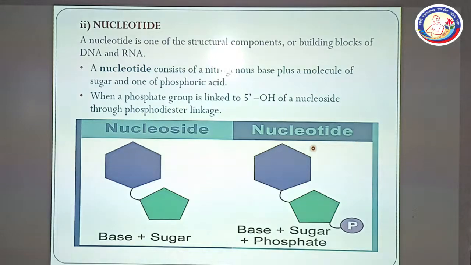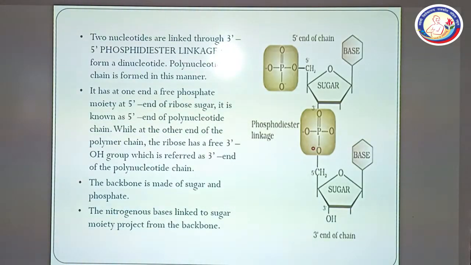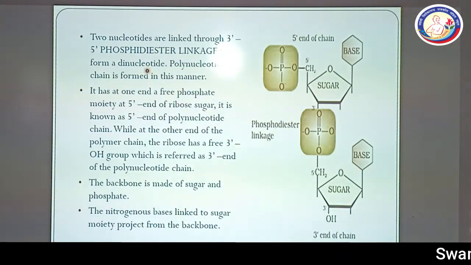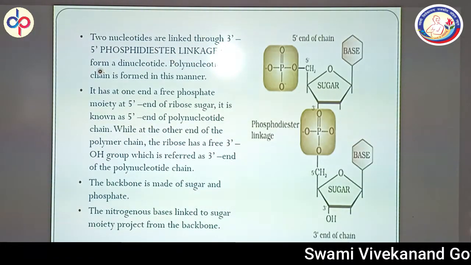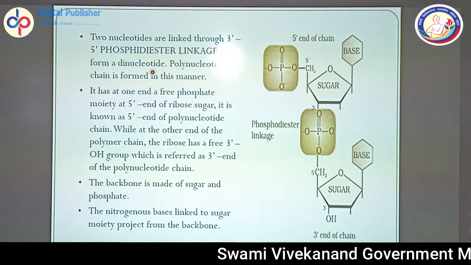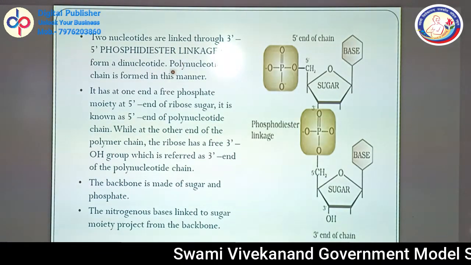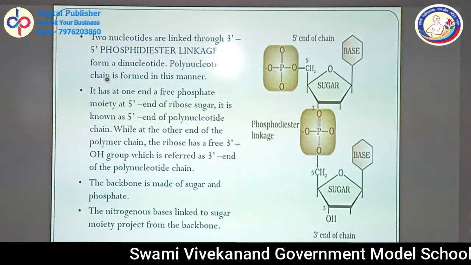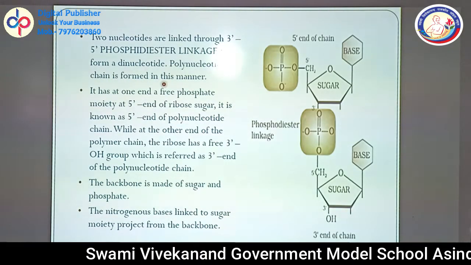It is the symbol of nucleotide. Now come to the next. Two nucleotides are linked together through the 3 prime to 5 prime phosphodiester linkage to form a dinucleotide. When two nucleotides are linked to each other by phosphodiester linkage, then it forms a dinucleotide. Polynucleotide chain is formed in this manner.